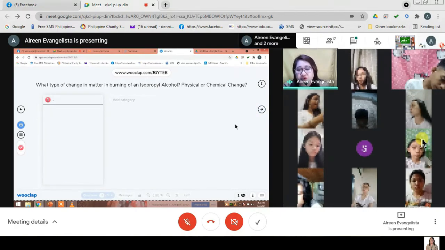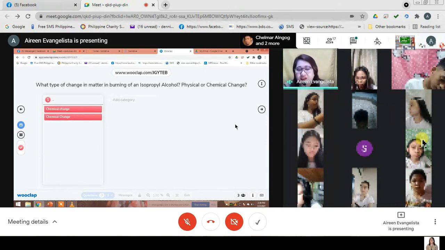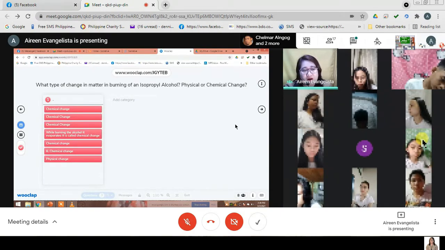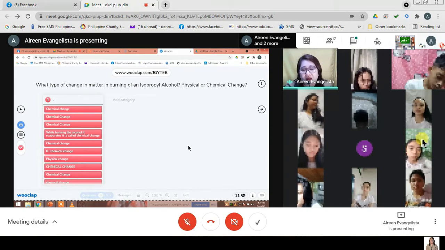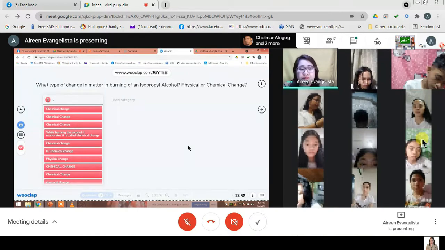Let's proceed with number three. What type of change in matter is the burning of isopropyl alcohol? Is that a physical or chemical change? Wow, very good. Chemical change. One participant answered that while burning the alcohol, it evaporates, and it is called chemical change. Good job. Let's proceed to the next question.